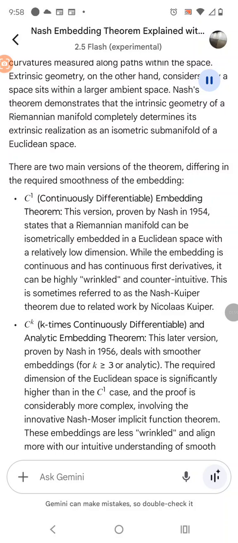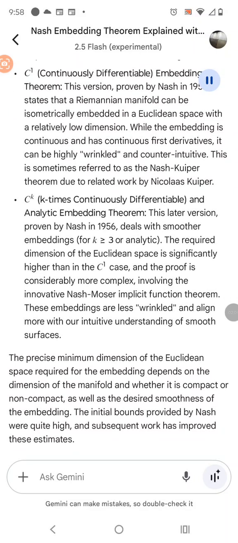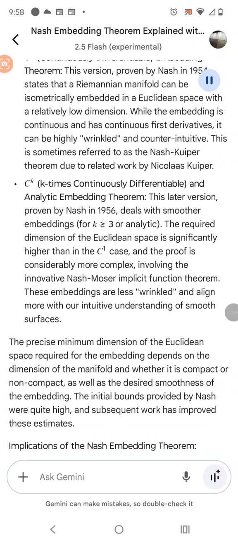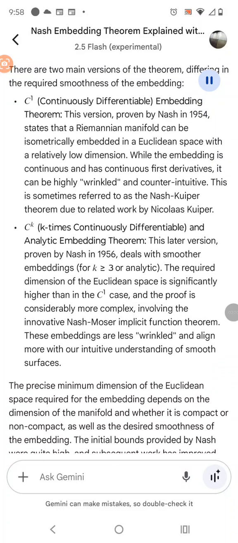$C^k$, k times continuously differentiable, an analytic embedding theorem. This later version, proven by Nash in 1956, deals with smoother embeddings. For $k \geq 3$, embeddings are smooth, and can even be analytic. The required dimension of the Euclidean space is significantly higher than in the $C^1$ case, and the proof is considerably more complex, involving the innovative Nash-Moser implicit function theorem. These embeddings are less wrinkled and align more with our intuitive understanding of smooth surfaces.